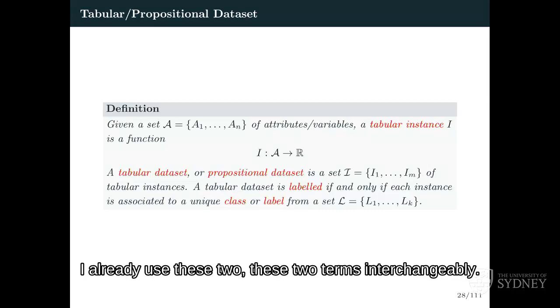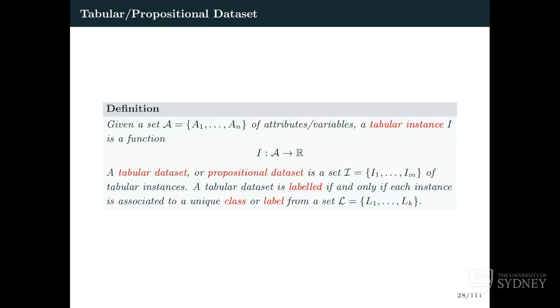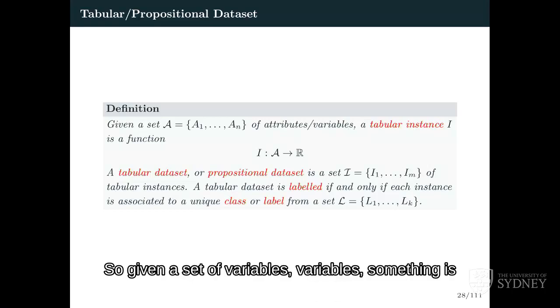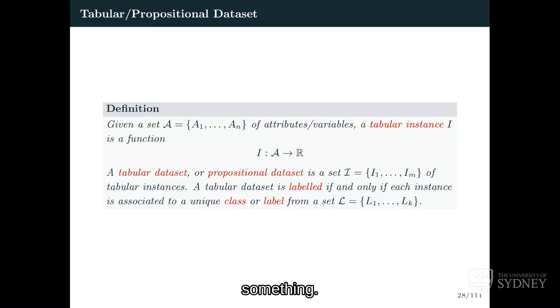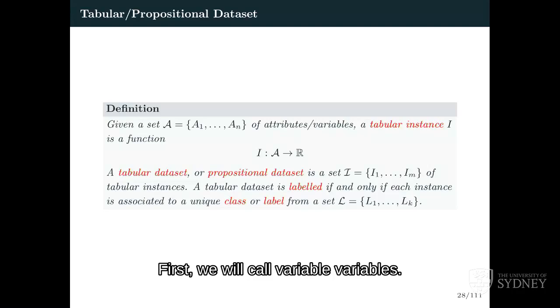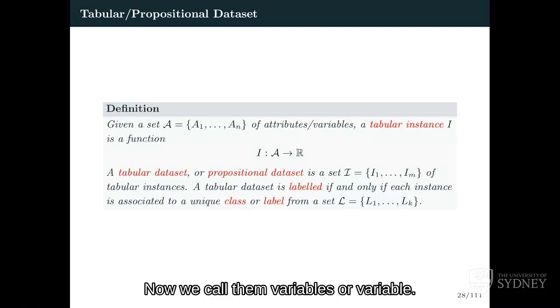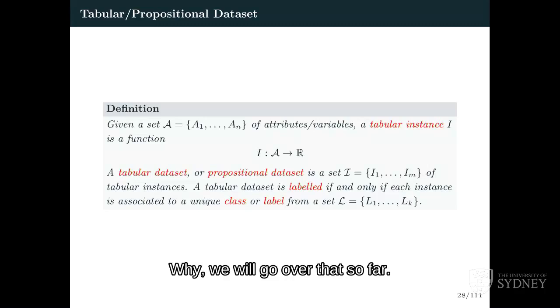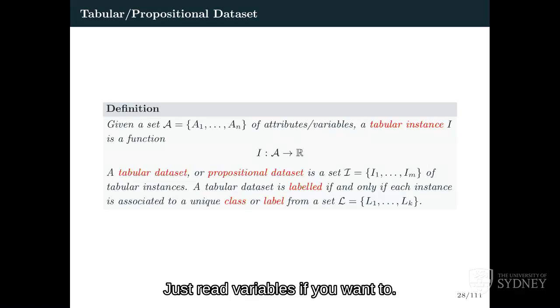I already used these two terms interchangeably, and now I'm just writing it down. So given a set of attributes, variables, something starts to be different here. First, we were calling variables attributes. Now we call them attributes or variables. Why? We'll go over that. So far, just read attributes if you want to.